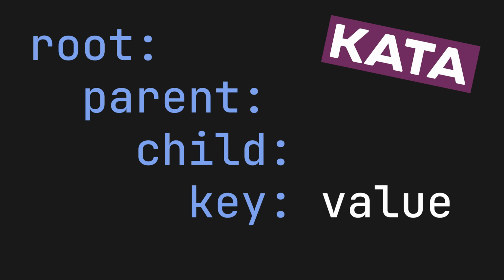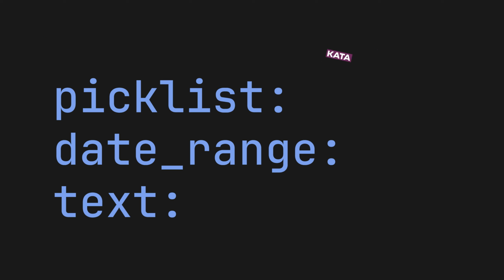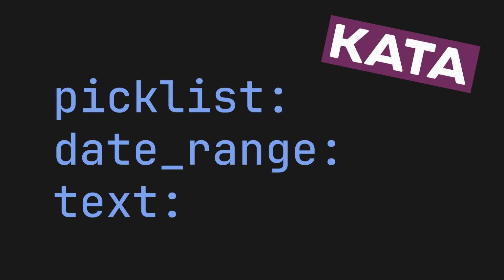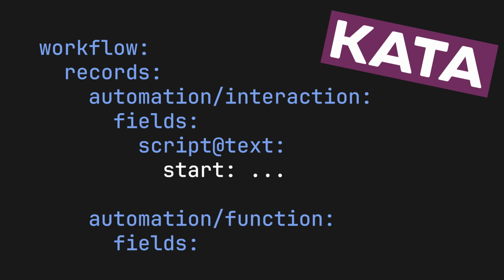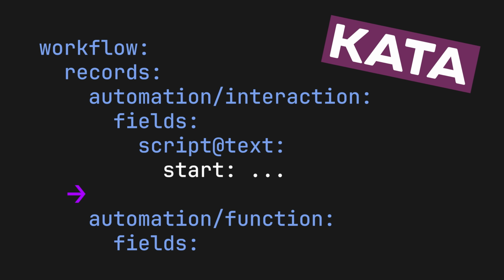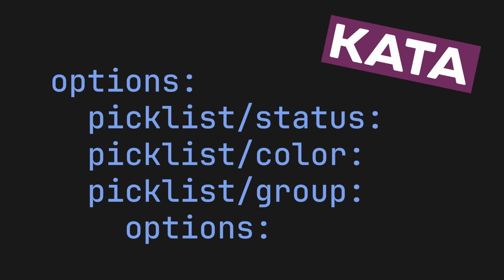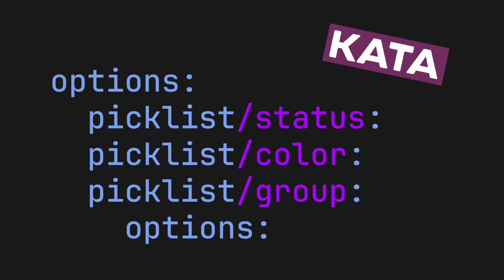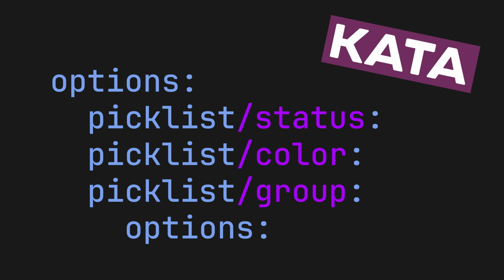KATA uses indentation with spaces to show structure. The root is implicit, so you can have multiple top-level keys. You can separate sibling keys with blank lines for readability. Keys must be unique among siblings, but can repeat elsewhere. You can add a forward slash and name for unique identifiers.